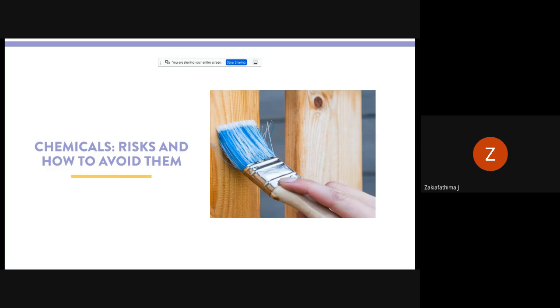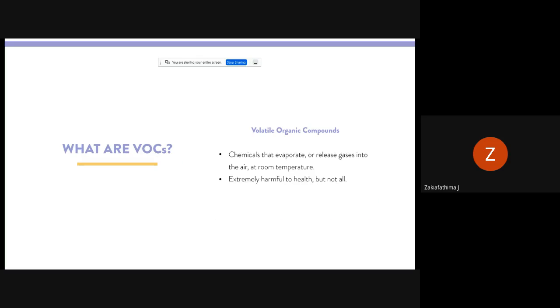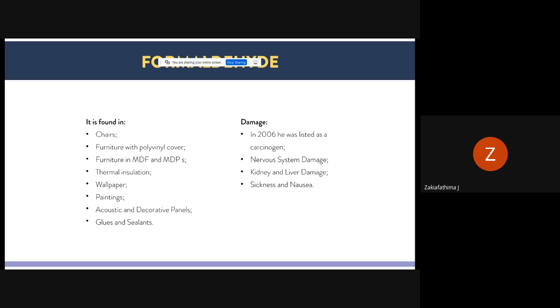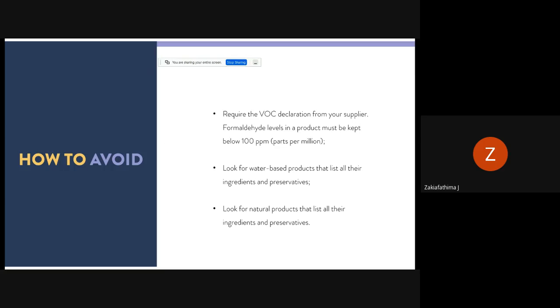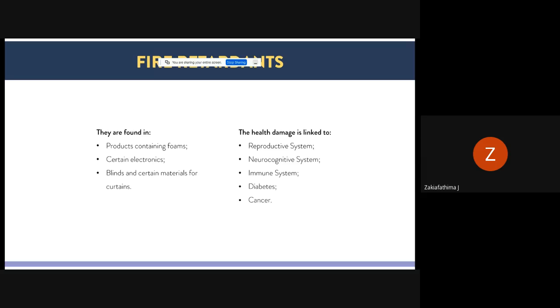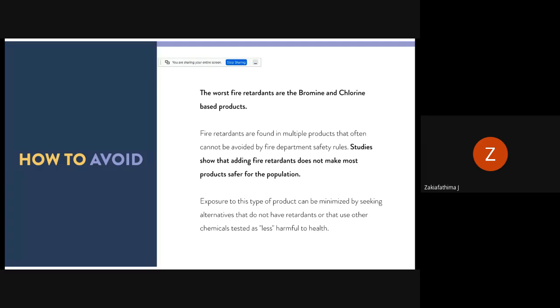So, what do you have to avoid in your coatings and finishings? VOC, volatile organic compounds, you have to make sure they are not there. Formaldehyde is one of your main VOCs. It is found in chairs and furniture, upholstery, wallpapers, paint. Also, search for materials that do not have formaldehyde in them. Use materials that have either low formaldehyde or an alternate for it.